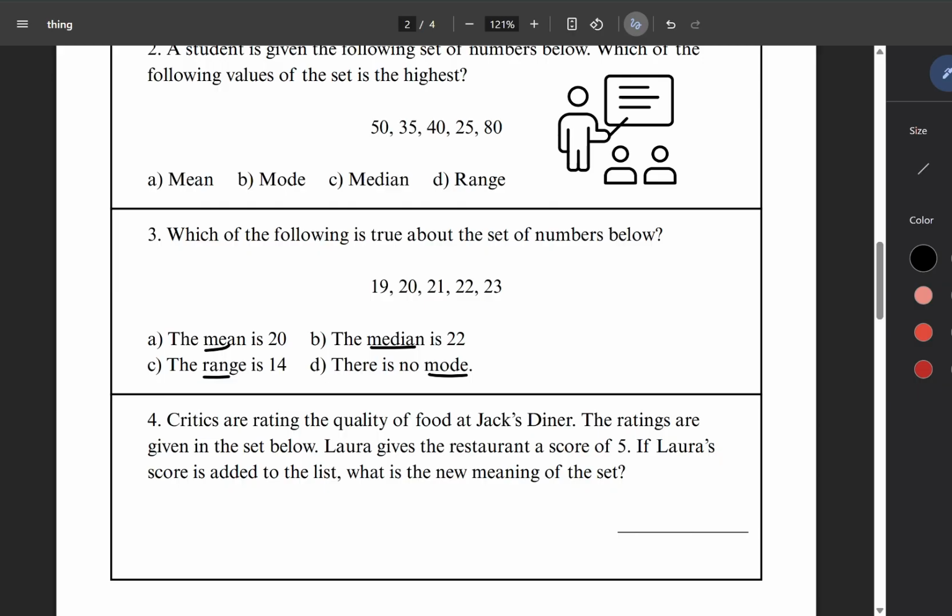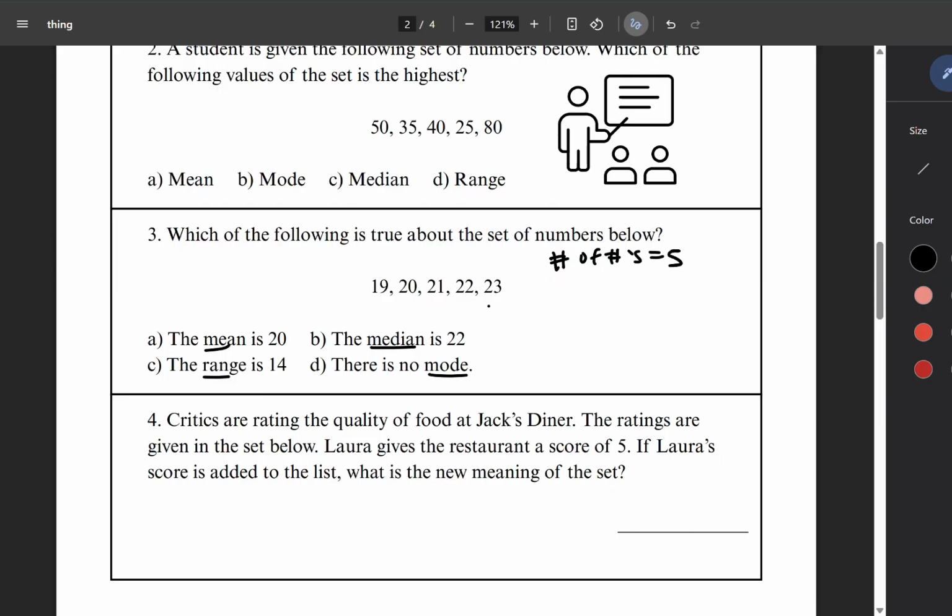First, remember, when we find the mean, we want to add up all the numbers, find the sum, and then divide by the number of numbers, which here is 5. We have 5 numbers. Cool. So let's go ahead and add this up. If I just do some quick math, that should be 105.